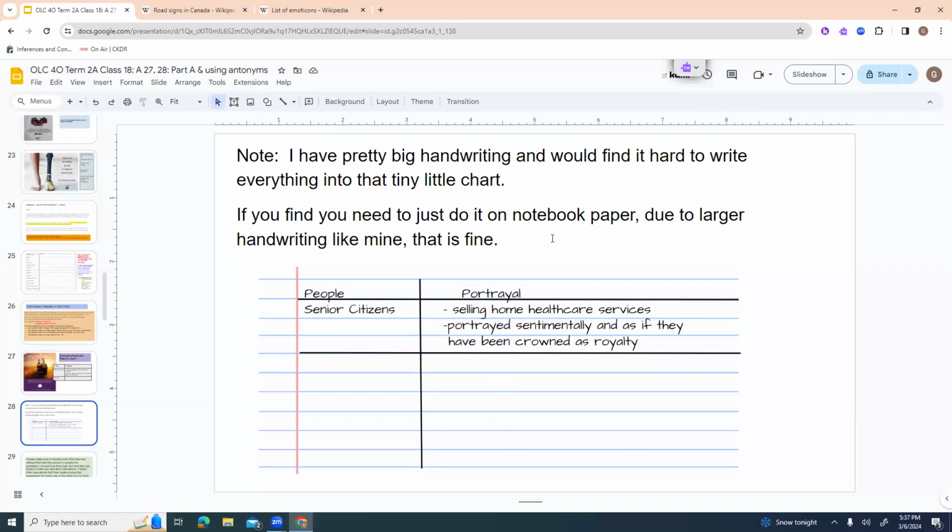Here's an example. You just set up a table, right? Here's your margin. I put a line down, I put the name of the person, and I write what they're portraying. Then I would write the next one. I don't have to fill the whole chart in ahead of time. I can just do it as I go along.